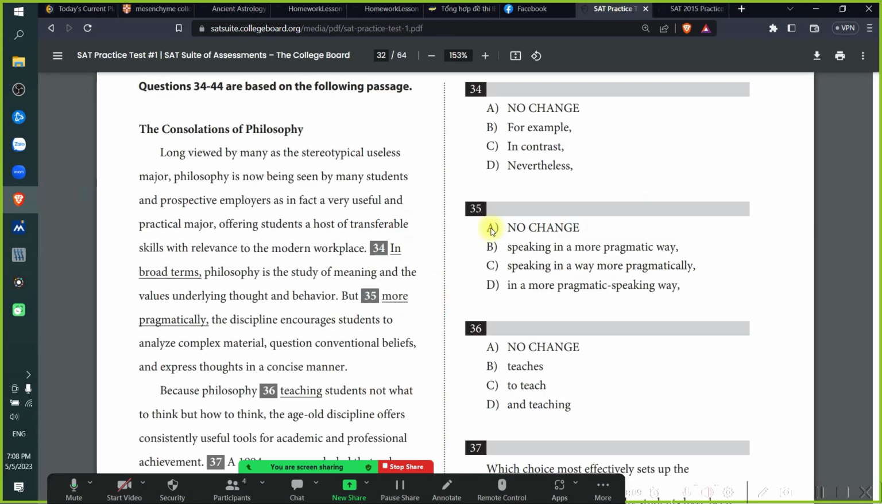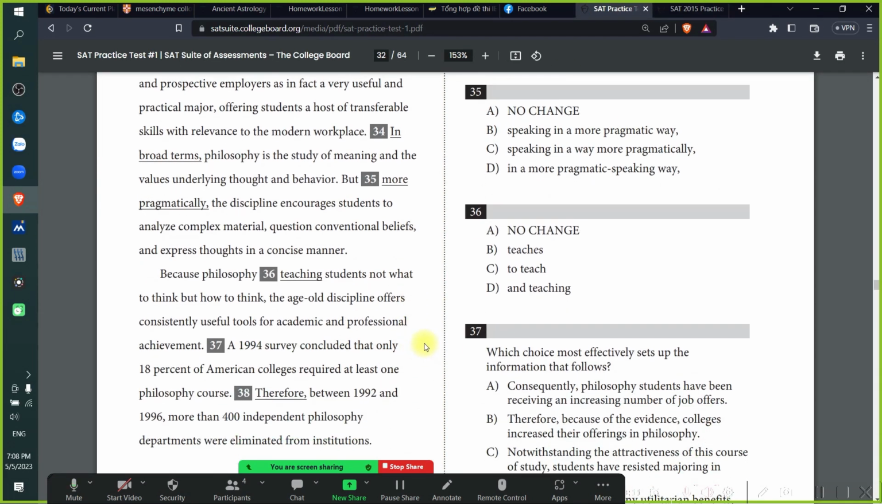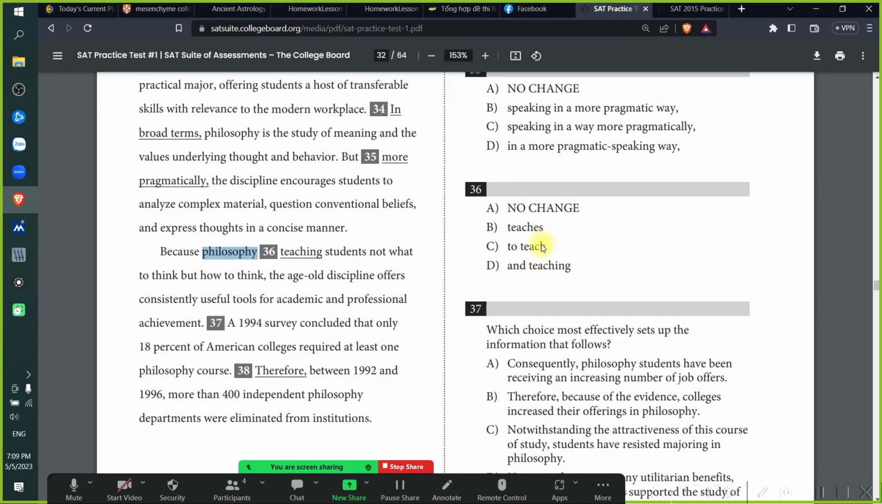35 is no change. 36, please. B. Teach. Teaches. Chia số ít nha. Teaches. Philosophy is singular, so you need teaches. Số ít mà. Teaches. 37.